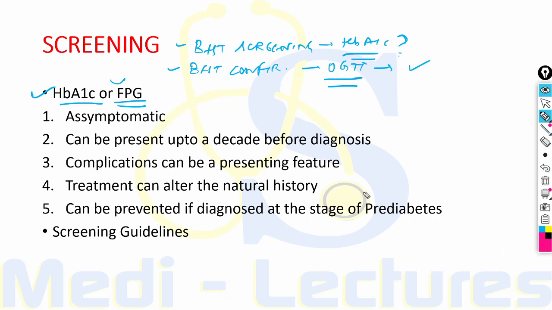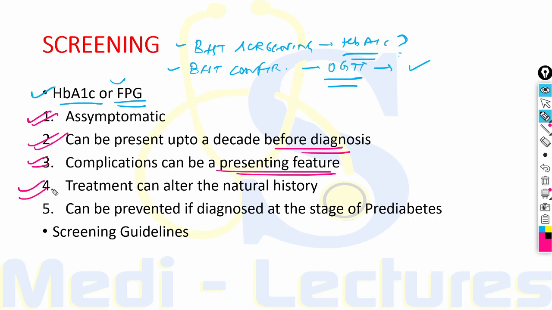So why is this screening of diabetes important? Because a large number of individuals who meet the current criteria for diabetes are asymptomatic and are unaware that they have the disorder. So we can diagnose it in the asymptomatic stage. The disorder can be present up to a decade before the diagnosis, and at the time of diagnosis there can be a lot of complications as the presenting feature. So to prevent all these complications, screening is very important.